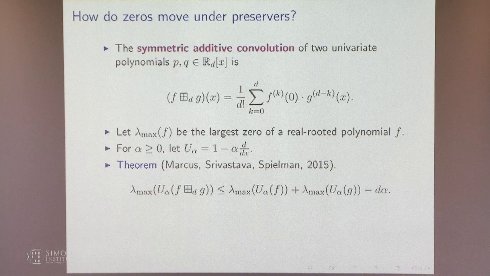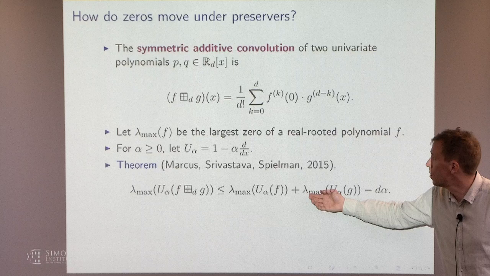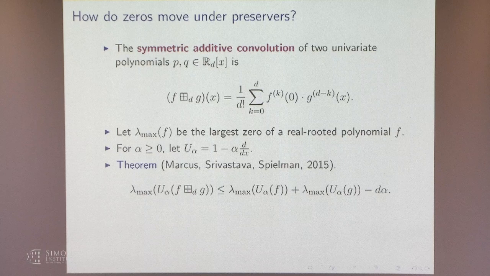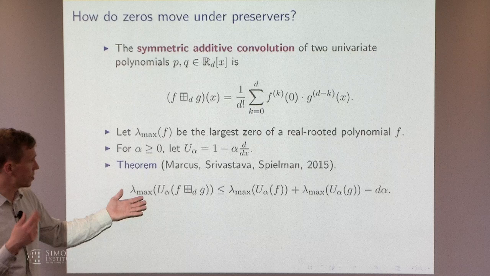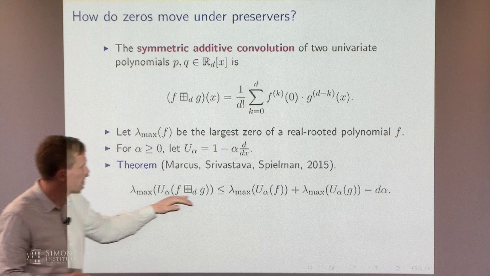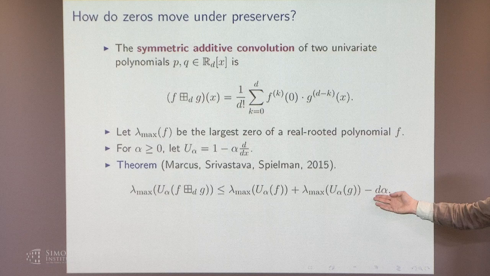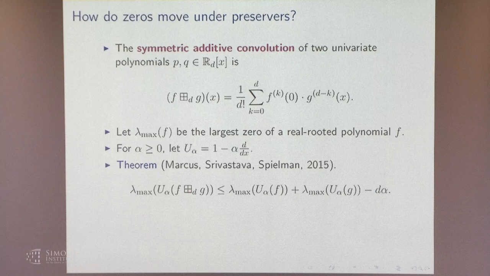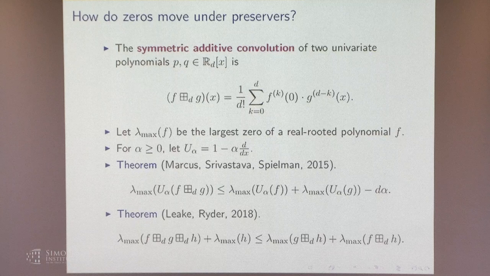But what Marcus, Spielman and Srivastava proved was that the maximum zero behaves very nicely with respect to this symmetric additive convolution. So this means that if we want to apply this several times, you can analyze how the zeros move, because by first multiplying by this linear operator, we can get some leeway, and if we do that, we can see that the zeros don't move too much. This may be hard to appreciate if you haven't seen it before, I must say, but you can maybe get a feeling for it.